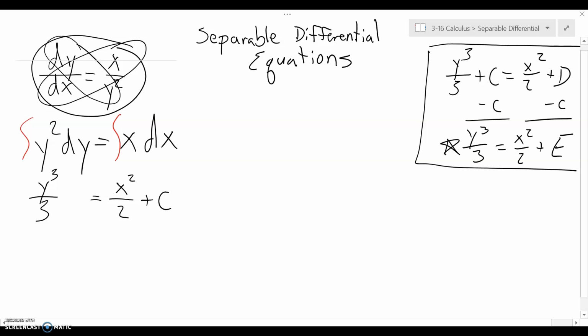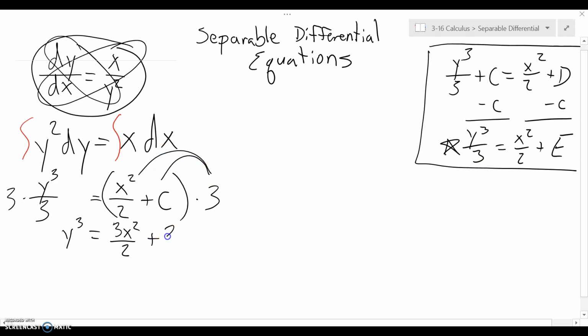And then from here, to isolate y, it's a common set of steps. I'm going to go y cubed, and that's going to be 3x squared over 2. So I'm going to multiply both sides by 3. So 3 goes to both pieces, and then I'll call that a 3c. And then from there, that's an equation that has y all by itself.